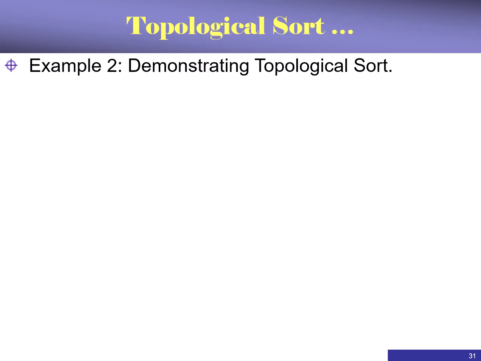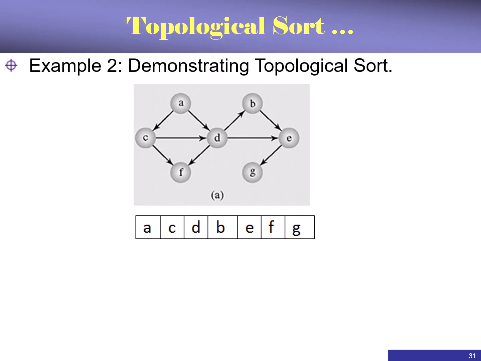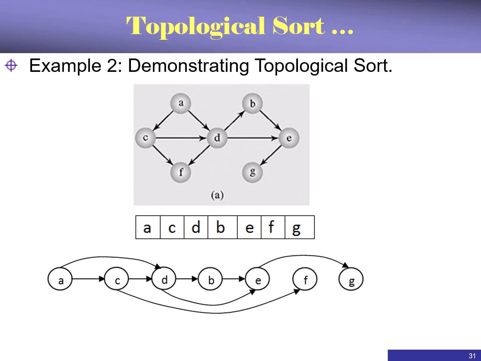So this is another example. Maybe you can try it out later. When you follow the algorithm, you will get this sequence for the topological sort, and this is your directed acyclic graph.